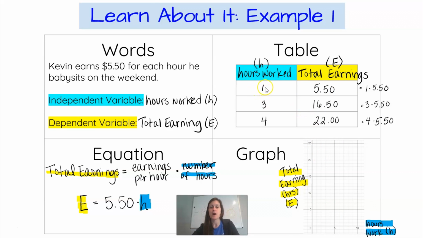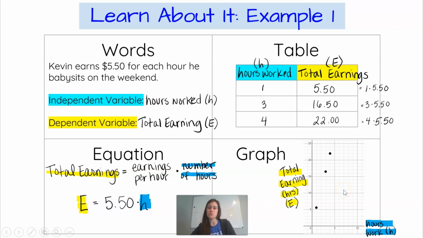So the first entry in my table says that if Kevin works for 1 hour, he earns $5.50. So I'm going to start at the origin, move to the right one along the hours axis, and move up to $5.50. So there's my first point. If Kevin works 3 hours, he earns $16.50. So I'm going to start at the origin, go to the right 3, and go up along the earnings axis to $16.50. And for the last entry, Kevin earns $22 for 4 hours. So I'm going to start at the origin, move to the right 4, and go up to 22. And I have my last point.